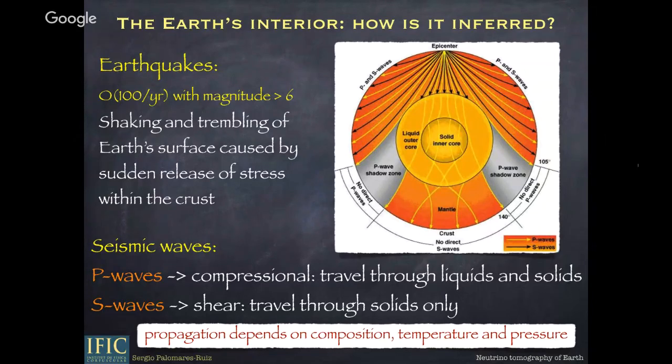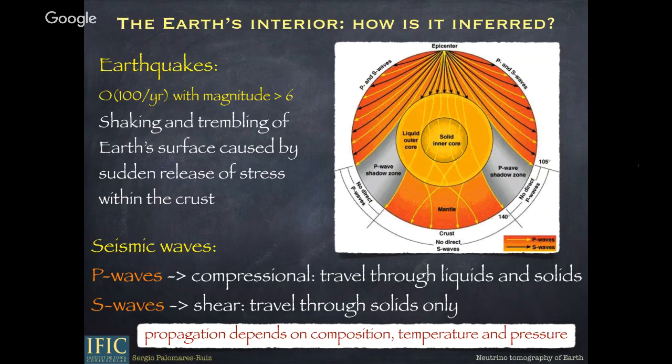But all this inversion problem, from the measurements of the waves to the understanding of the Earth's interior, is a rather non-trivial problem, because the velocity of these waves and the propagation itself depends on the composition of the medium, not only if it is solid or liquid, but also on the composition, on the temperature, on the pressure. For instance, all these properties about the core are inferred only indirectly and poorly.